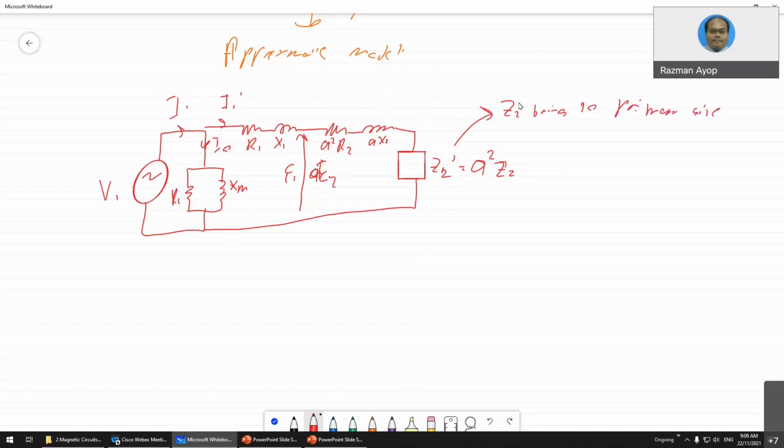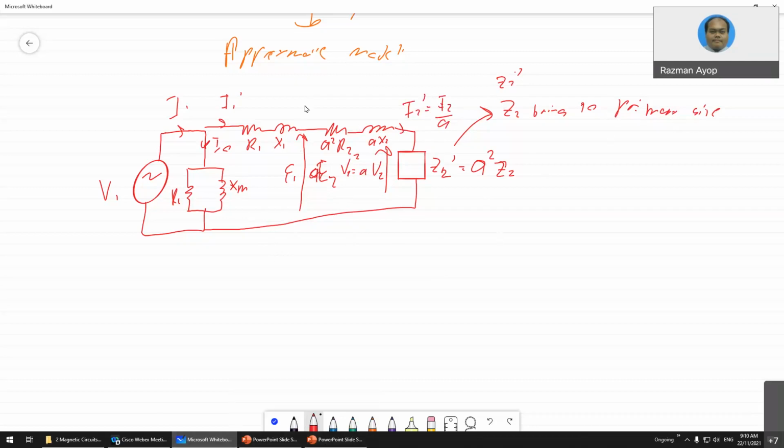What does Z2 bar mean? So this one will become AV2, or equals V2 bar. So this one is I2 bar, equals I2 divided by A. So make sure you know all the relationships here.